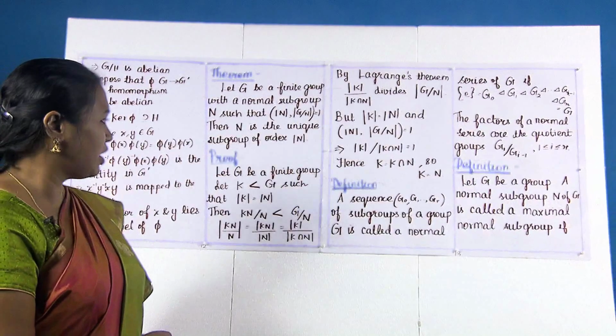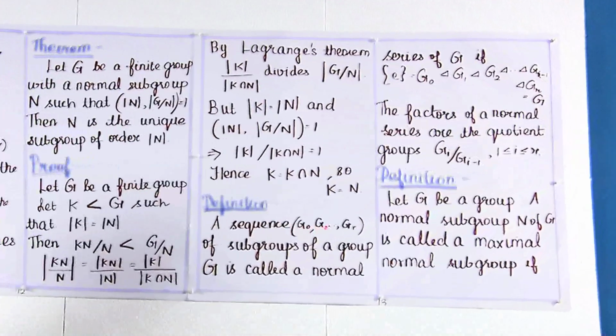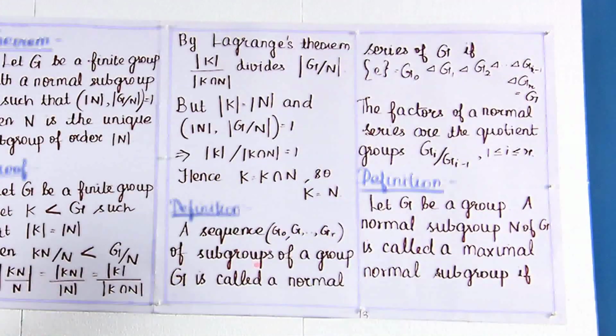Let us see a definition now. A sequence G0, G1 and so on up to Gr of subgroups of a group G is called a normal series of G if the identity element is equal to G0, a normal subgroup of G1, G1 is a normal subgroup of G2 and so on up to Gr, and all of this is equal to G. The factors of a normal series are the quotient groups Gi by Gi minus 1, where 1 is less than or equal to i less than or equal to r. So, this is the normal series where one is nested within the other.